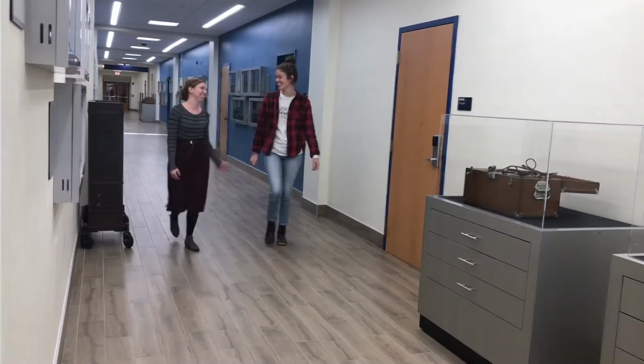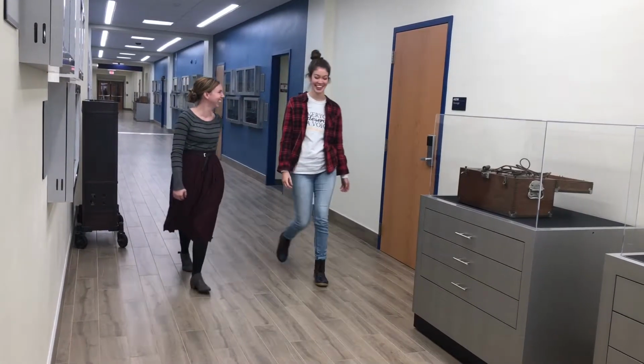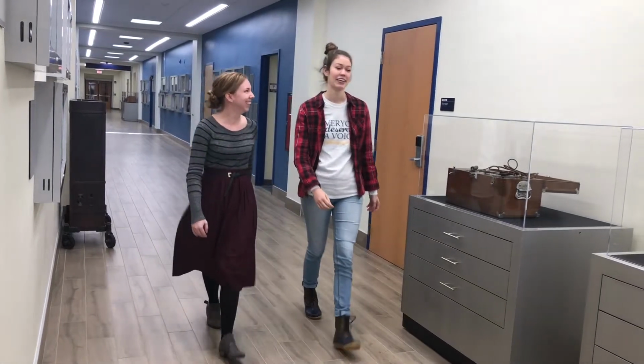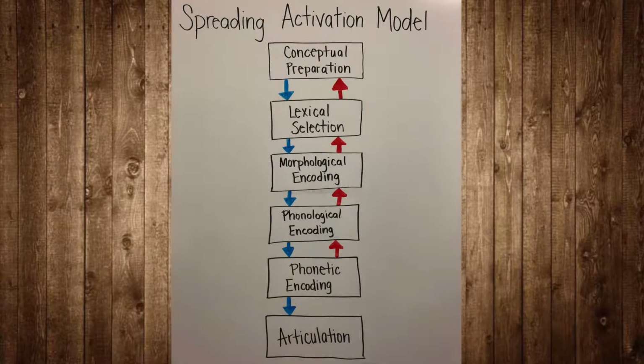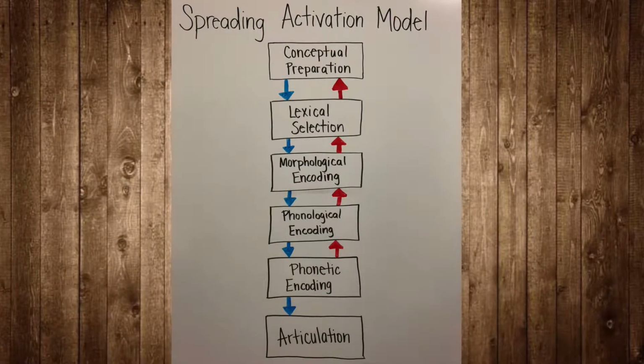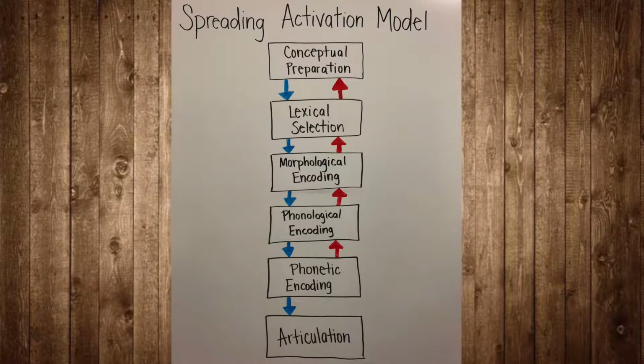Pump the brakes. What just happened? Speech and language is a complex process that involves many levels. To understand the error we just witnessed, let's discuss what normally happens. According to the spreading activation model, there are 6 steps that we take to produce speech.